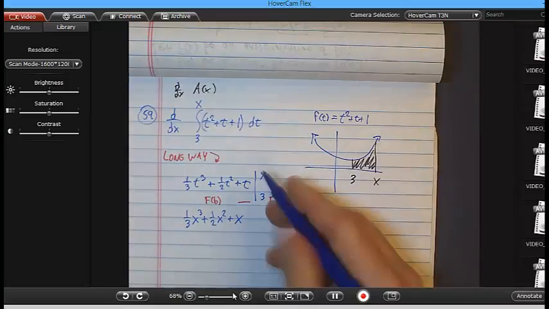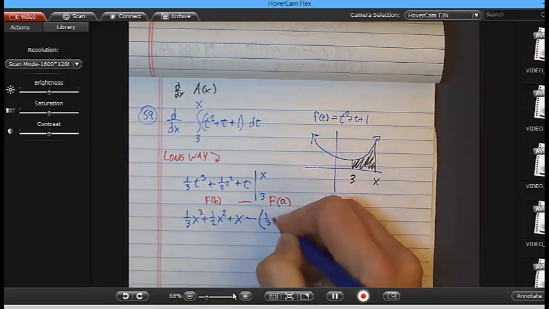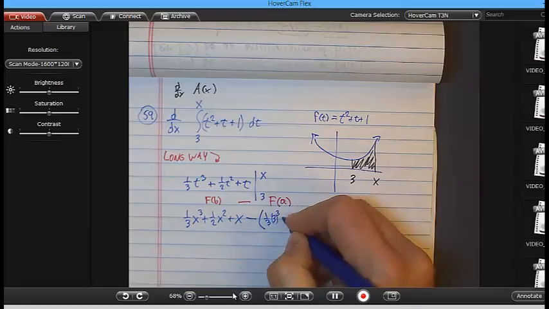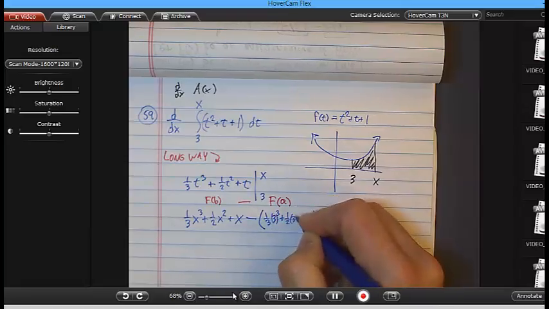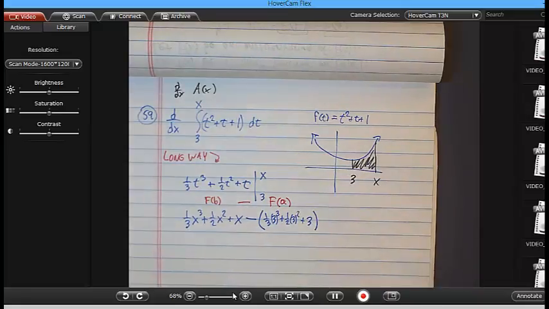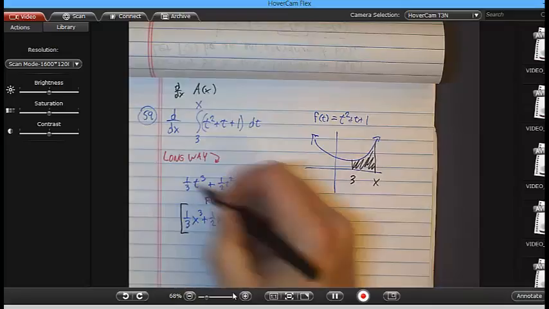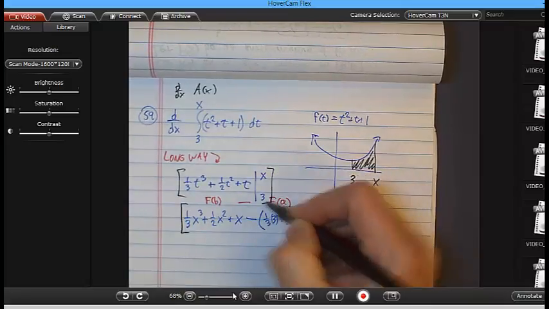So I will subtract, and let me put some parentheses here, 1/3 of 3 cubed plus 1/2 of 3 squared plus 3. Now I mentioned this is the long way. This is the last time I want to really do it. Well, not quite. We'll do it a little bit on the homework too. Because remember what you're doing now. What am I doing to all this? This is my area function.